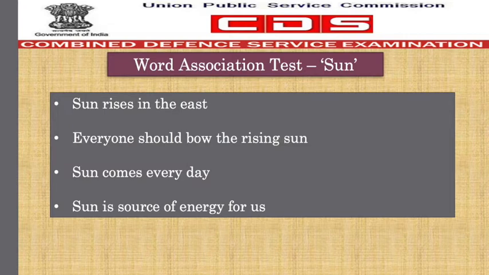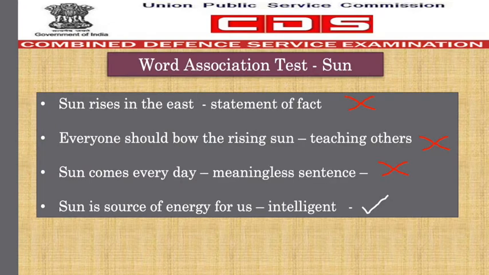Now, let's analyze what type of sentences are these four sentences. The first one, the sun rises in the east, it's a simple statement of fact and hence not recommended, everyone knows it. The second one, everyone should bow to the rising sun. Here, you're trying to teach something to others. This is also not recommended. The third one, sun comes every day. It is something which a confused person has given and hence shows nothing, hence not recommended. And lastly, sun is a source of energy for us. It shows a little analytical mind in that person, that the person has thought about something, there is some action oriented response in this, and hence this is the best response.